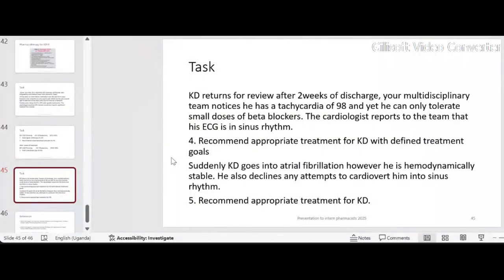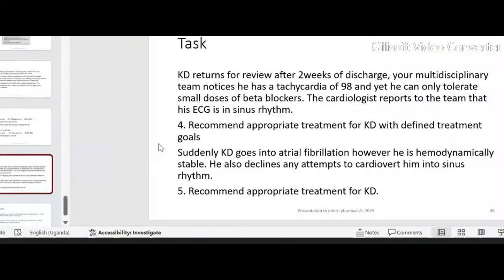Come for a review, goes into atrial fibrillation. However, he is what? Hemodynamically stable. That means his blood pressure and heart rate are okay. He also declines any attempts to cardiovert him into sinus rhythm. He doesn't want anyone to cardiovert him. He's like, I don't want that shock.